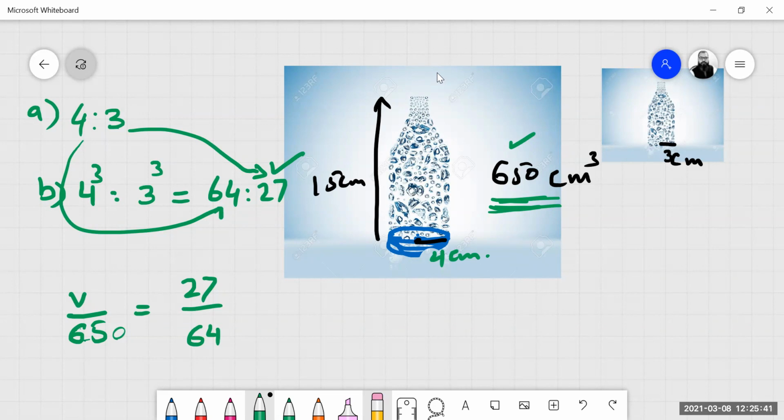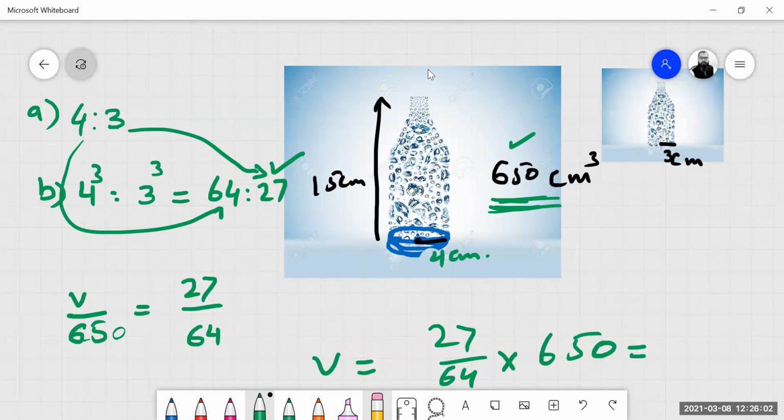Yes, and 27 divided by 64, the answer will be V. So now 650 goes to the other side. Here it was divided, to the other side it will multiply. V equals 27 over 64 multiplied by 650.